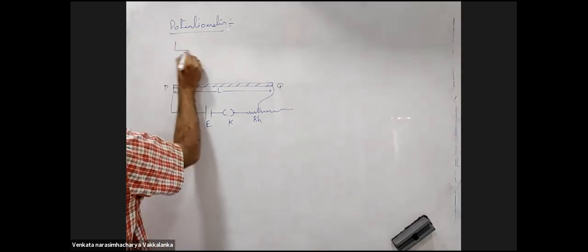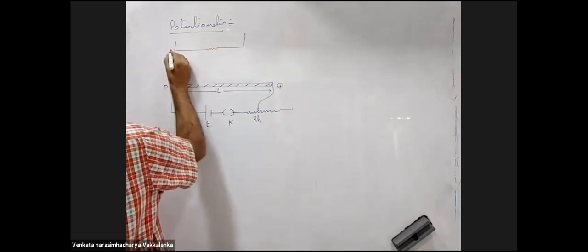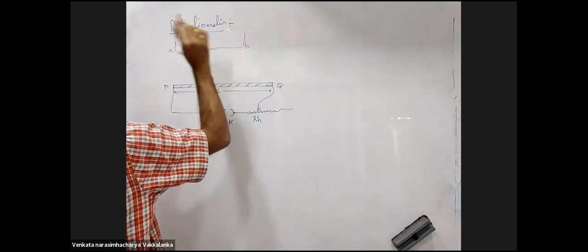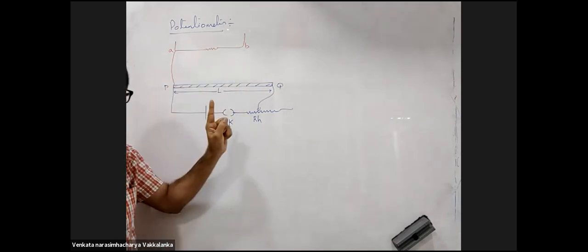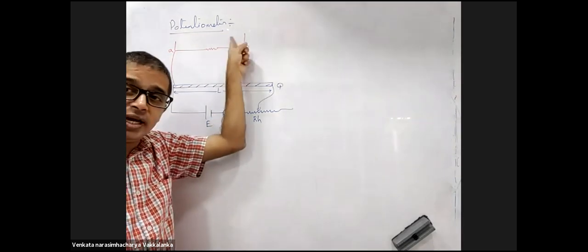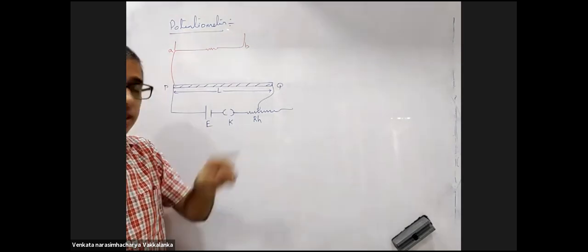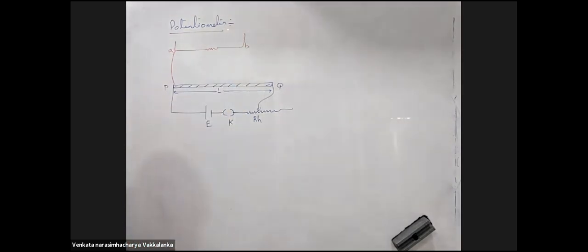Now, your job is to find out the potential difference across AB. This is some part of another circuit. I want to find out the potential difference across this without taking current from the circuit.